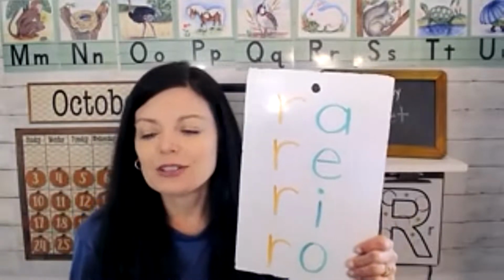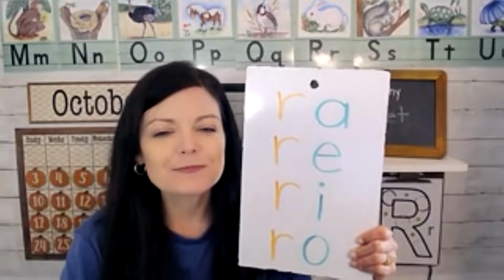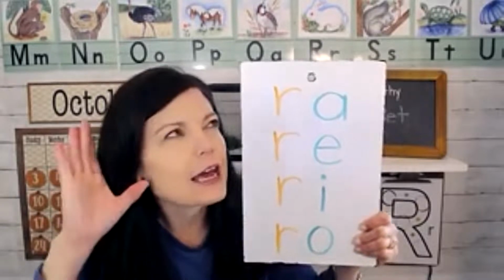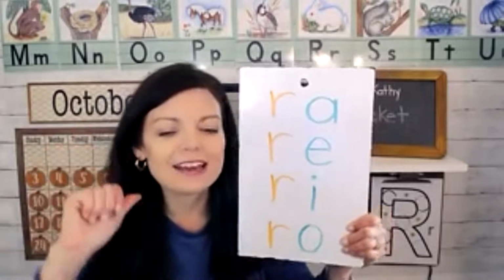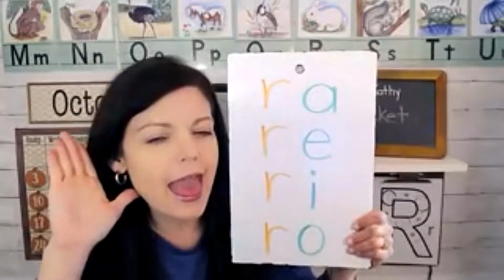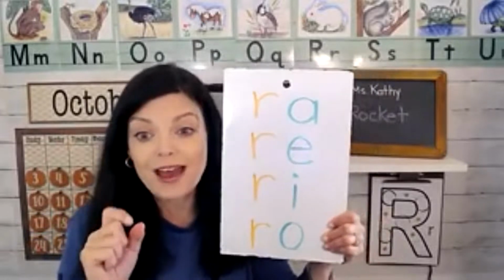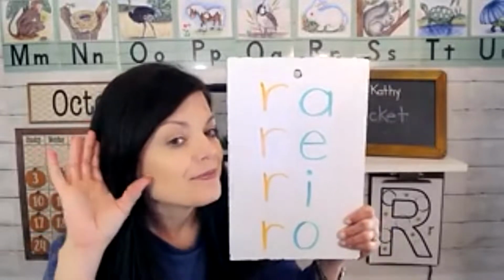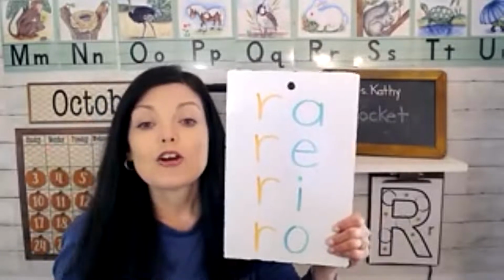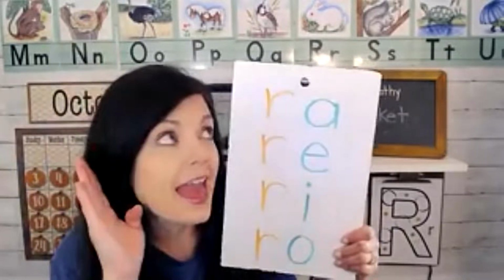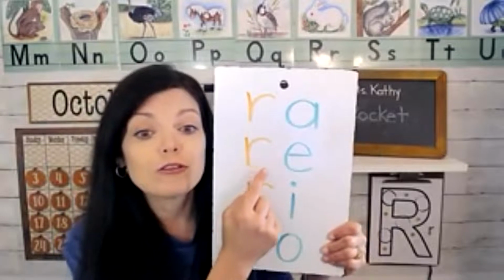Now, do you remember what letter E says? Letter E says, what, Sonny? Letter E looks like an ear, and letter E says, eh. What'd you say? Like little old man E, if you remember our vowel people. Eh, eh. So let's blend. R, eh, re, re.